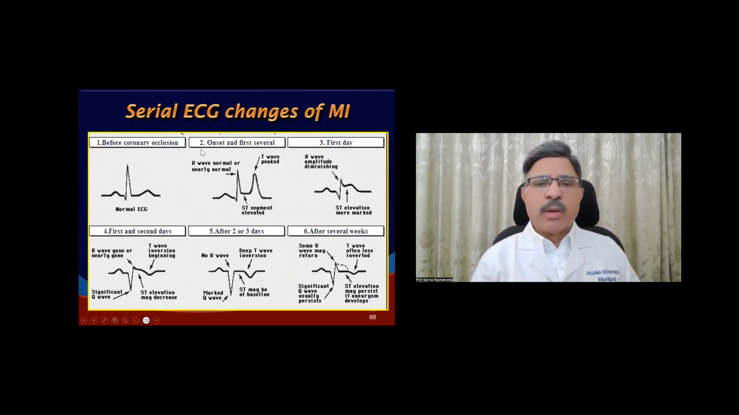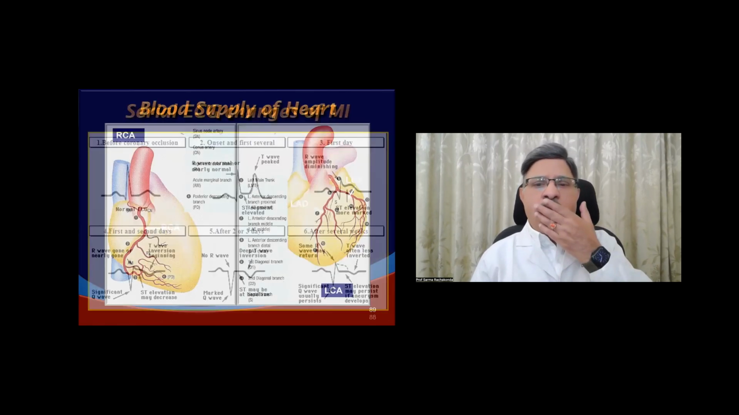Now, this is the normal ECG, then ST elevation with hyperacute peaked T waves, then ST elevation with T waves returning to normal, then ST returning to normal with T wave inversion beginning, and then Q waves are formed. They have become persistent Q waves, and ST has returned to normal. Q wave and T inversion are the only old signs.